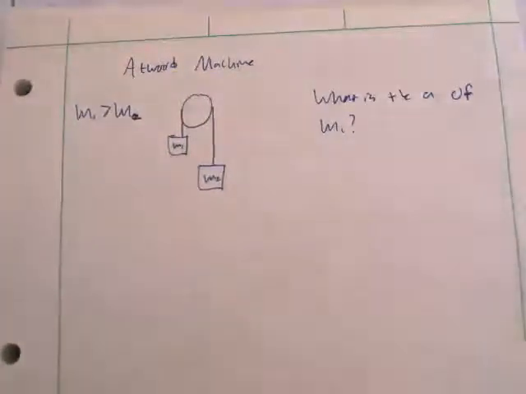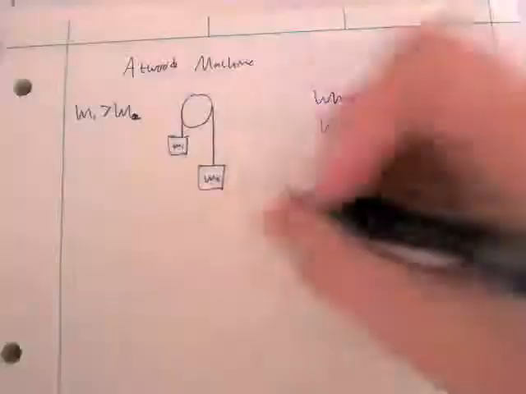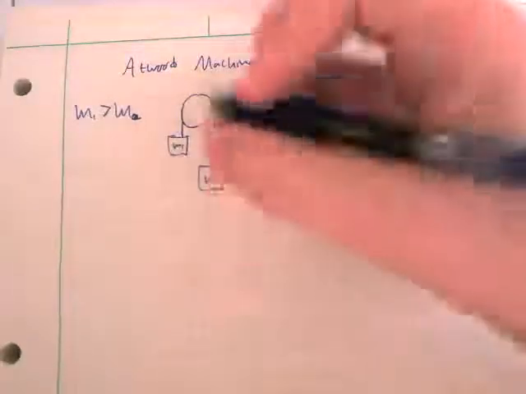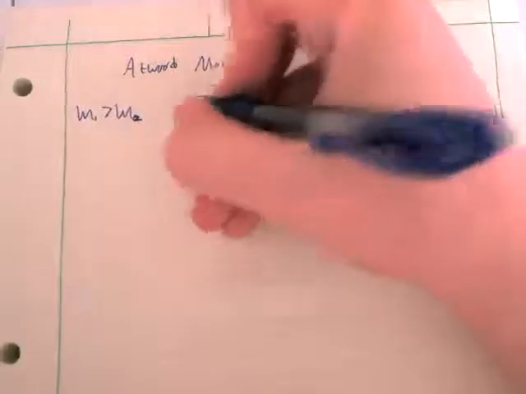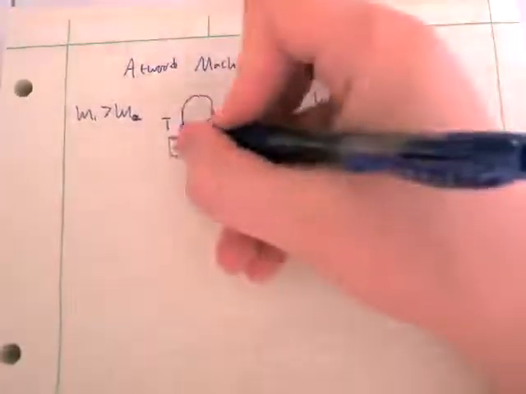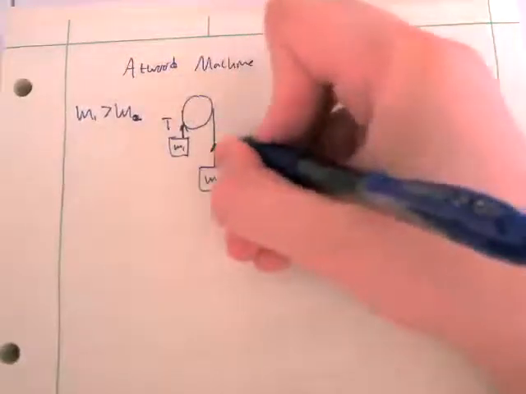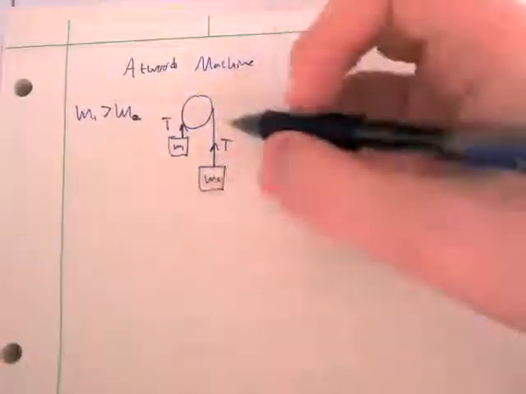Let's start applying our free body diagrams to these objects, and then also do some Newton's second law work. If I take this object here, what are all of the forces on each of these masses? We have the tension from the string, which will be pulling up on mass 1. It's also pulling up on mass 2.